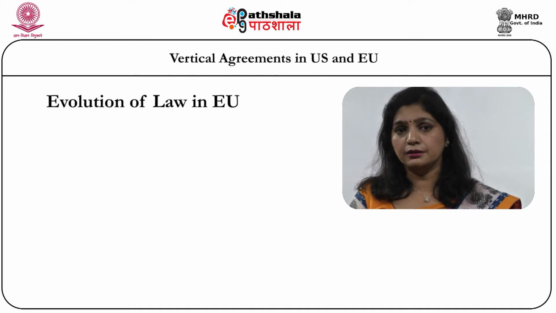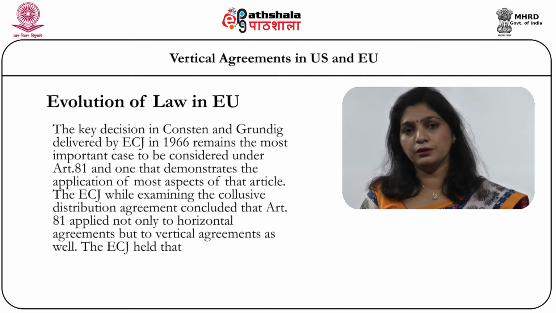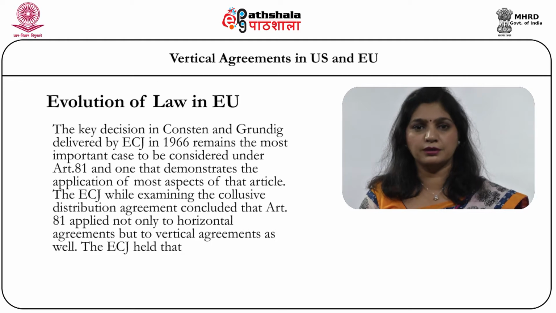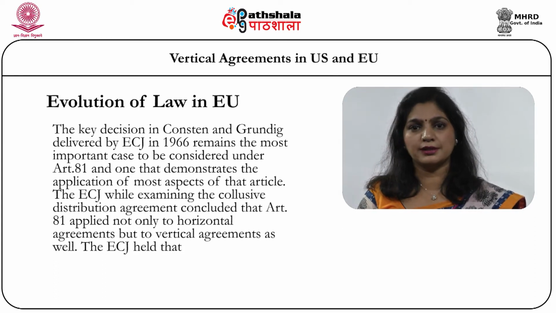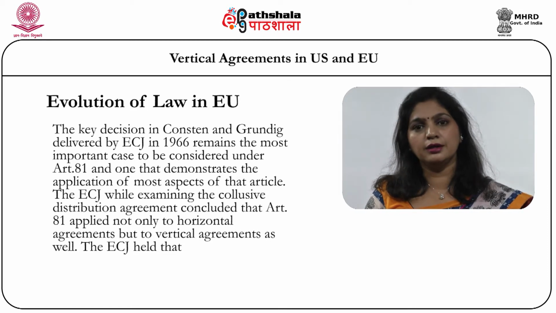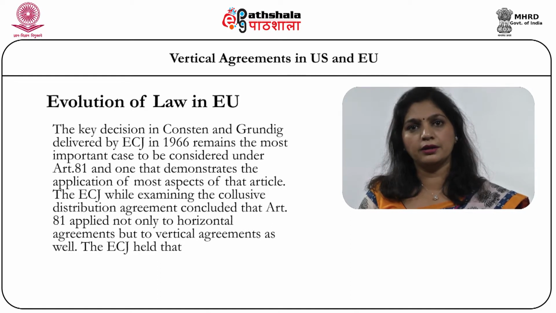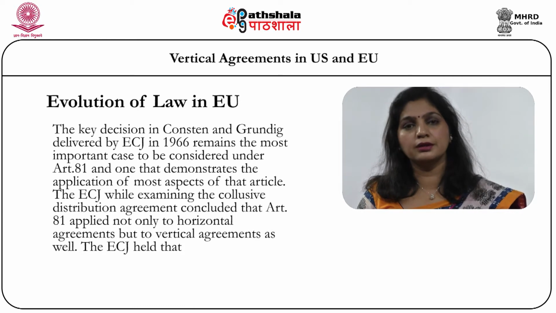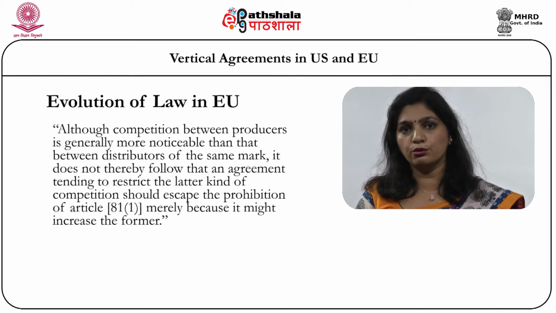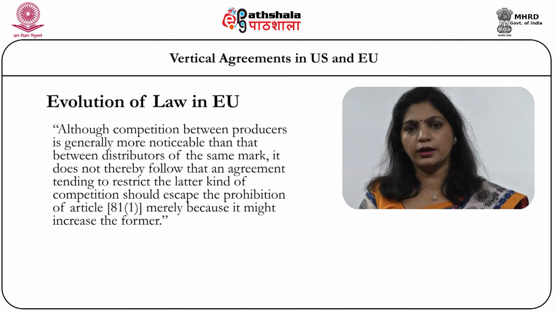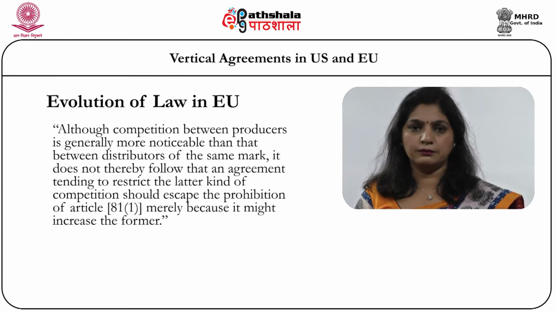The key decision in Consten and Grundig, delivered by the European Court in 1966, remains the most important case to be considered under Article 81, and one case that demonstrates the application of most aspects of that article. The ECJ, while examining the exclusive distribution agreement, concluded that Article 81 applied not only to horizontal agreements but to vertical agreements as well. The ECJ held, I quote, "Although competition between producers is generally more noticeable than that between distributors of the same mark, it does not thereby follow that an agreement tending to restrict the latter kind of competition should escape the prohibition of Article 81, subsection 1, merely because it might increase the former." Unquote.